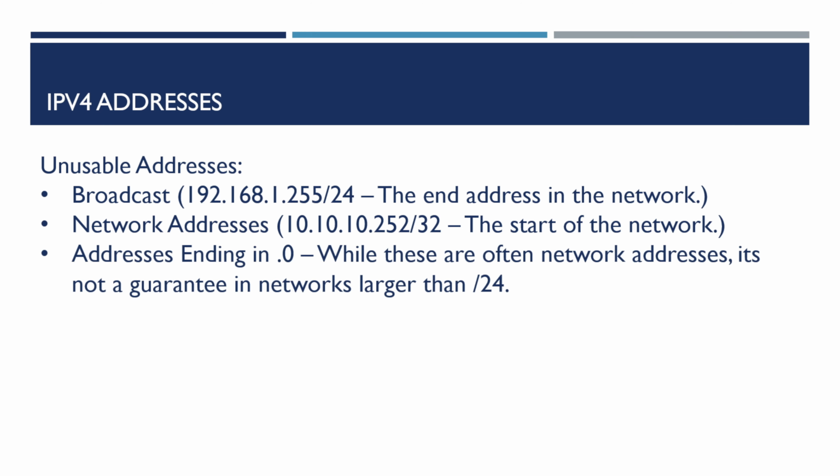Addresses ending in a 0, well, they're often network addresses, as in the example above with that broadcast address. The network address for that network would end in a 0. They're not always network addresses if the network size is larger than a /24. Again, larger would be a smaller slash notation. So on a /23, there would be an address ending in .0 that would not be a network address, but a .0 address cannot be assigned to a host.